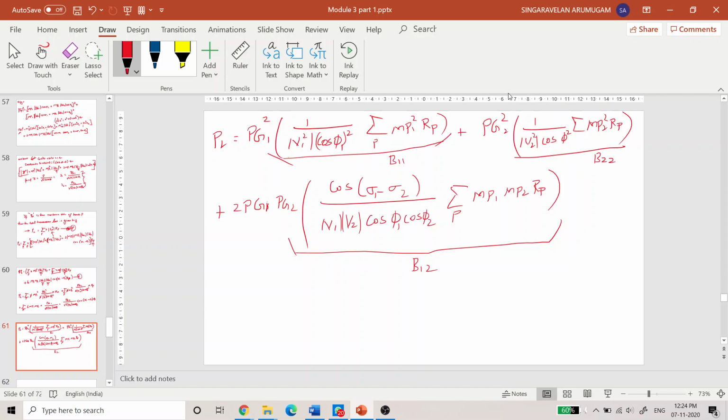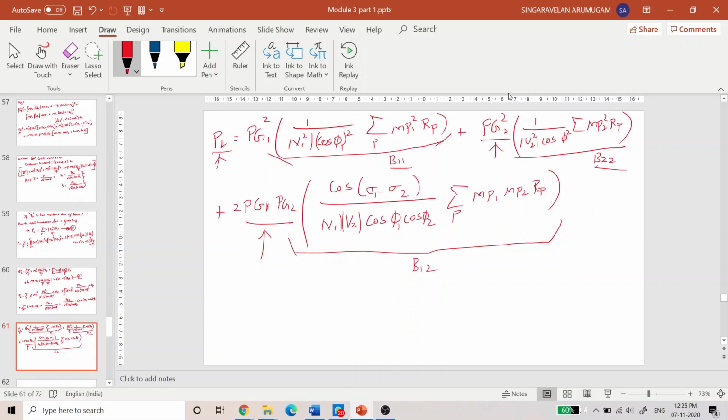So if this is B11 with respect to generator 1 only, and this is with respect to only generator 2, but here it is with respect to 1 and 2. So this will act as B11 and this will act as B22, because we are speaking about the loss. The B matrix is nothing but the loss coefficient matrix. If this is the loss coefficient matrix, then B11 purely represents the effect of generator 1, and this is because of generator 2, but here it is because of generator 1 as well as generator 2, so it will be B12.